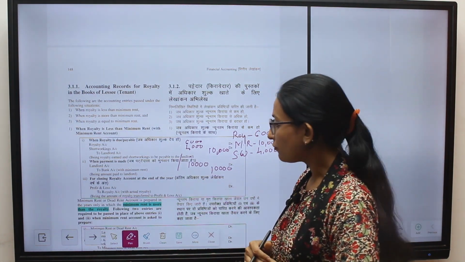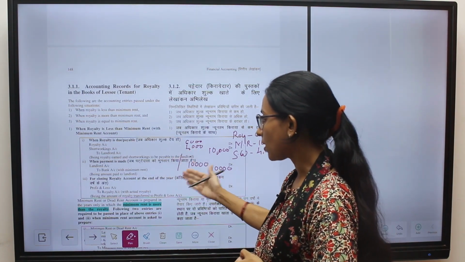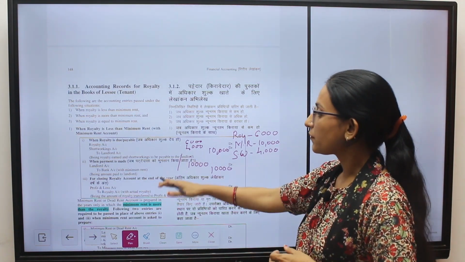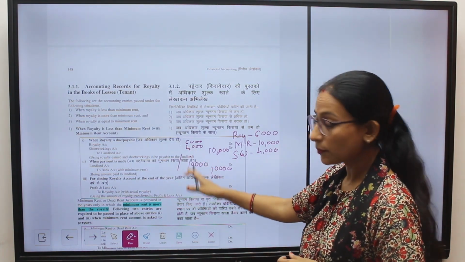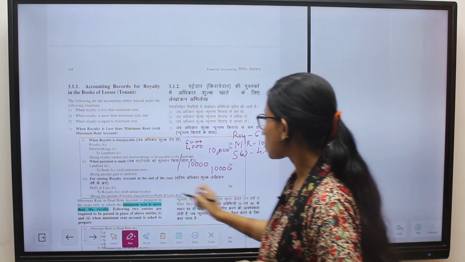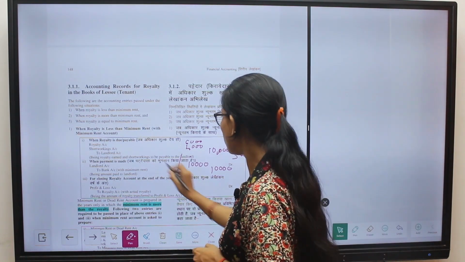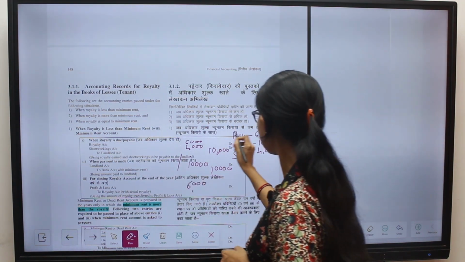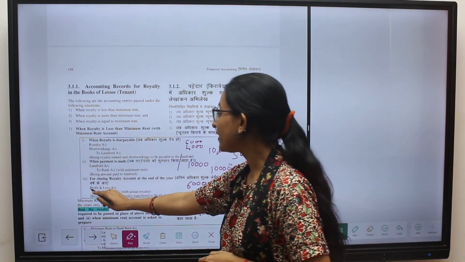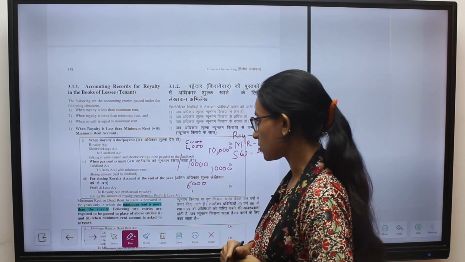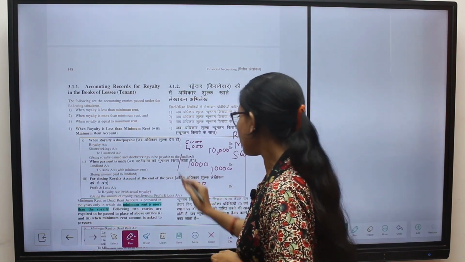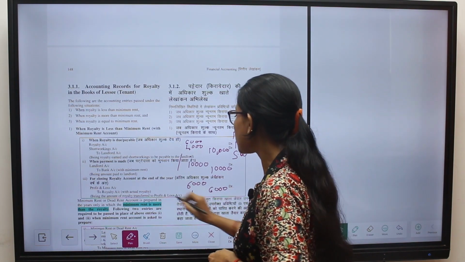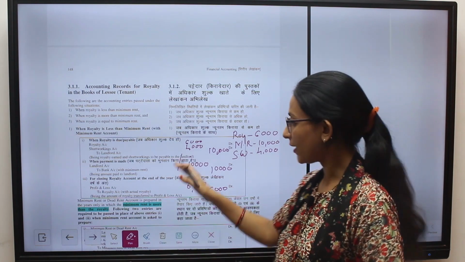Next entry will be of closing the royalty account. At the end of the year, we will close the royalty account. We will transfer the royalty amount into the profit and loss account. So, profit and loss account debit with 6,000 rupees, royalty is 6,000. We'll debit the profit and loss with rupees 6,000 to royalty account. We'll credit the royalty account with 6,000. This is the transfer entry which we will pass at the end of the year.